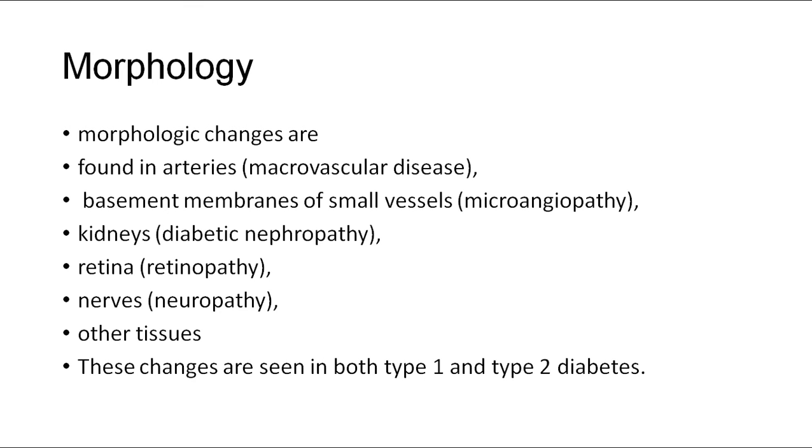So the morphologic changes in the complications of diabetes found in arteries are called macrovascular disease. Mainly it affects the larger vessels. When the basement membrane of the small vessels is affected, it is called microangiopathy. In the kidney it is called diabetic nephropathy, in the retina diabetic retinopathy, and also neuropathy and other tissues.